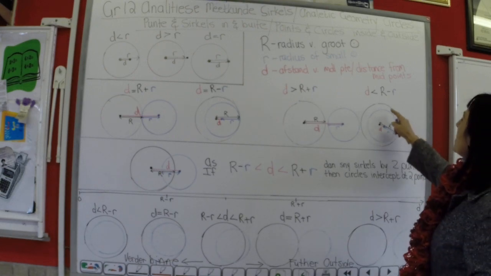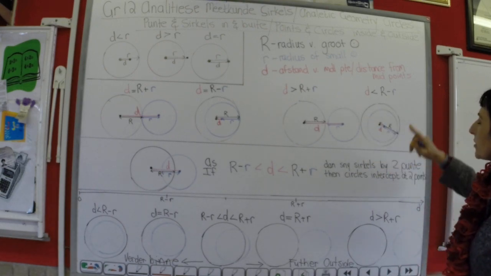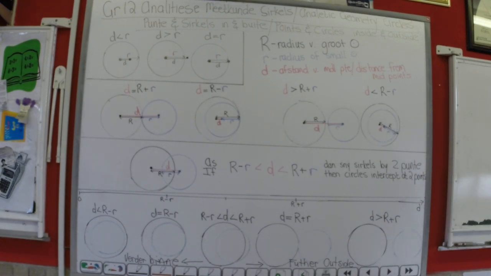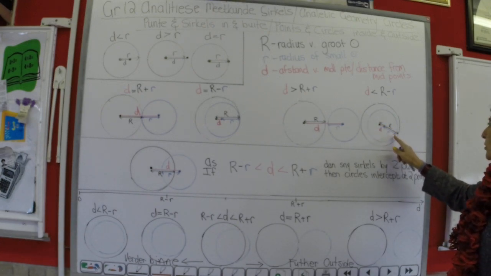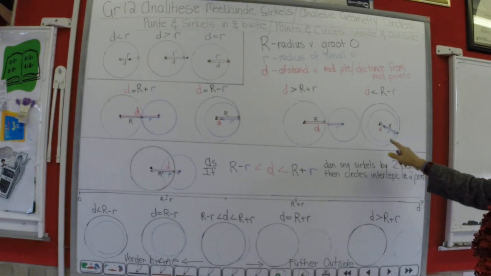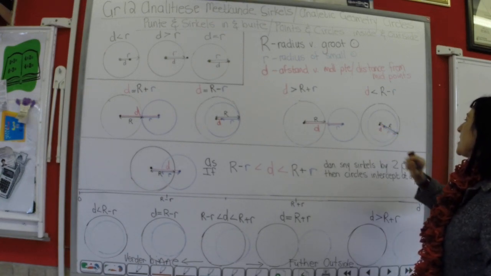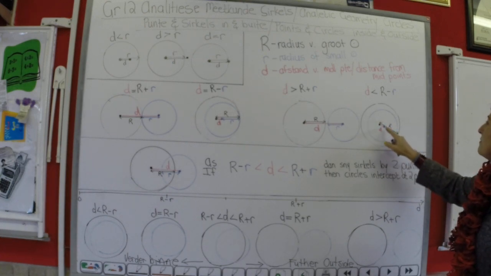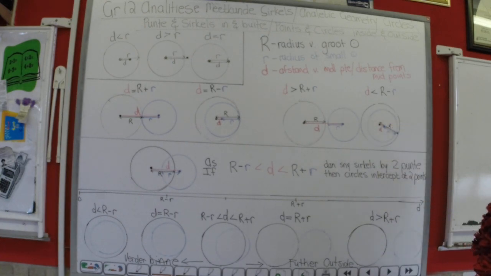When the small circle is on the inside of the big circle, but doesn't touch the sides of the big circle at all, then we can draw the picture. We've got the big radius, small radius, and the distance between the midpoints. So the distance now between the midpoints is clearly smaller than big R minus small r.